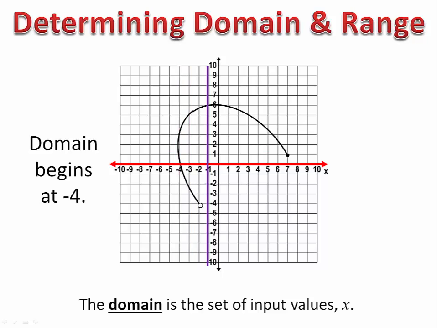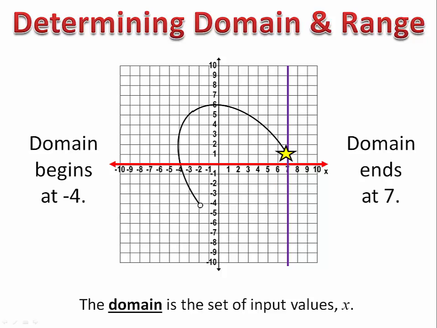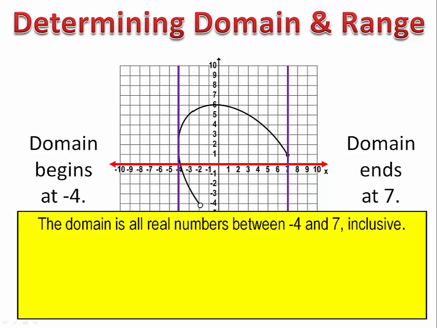We continue to move across the graph until we find the very last input value. Here we found it at 7. 7 is where the domain ends. You can input any number between -4 and 7. That tells us that the domain is all real numbers between -4 and 7 inclusive.